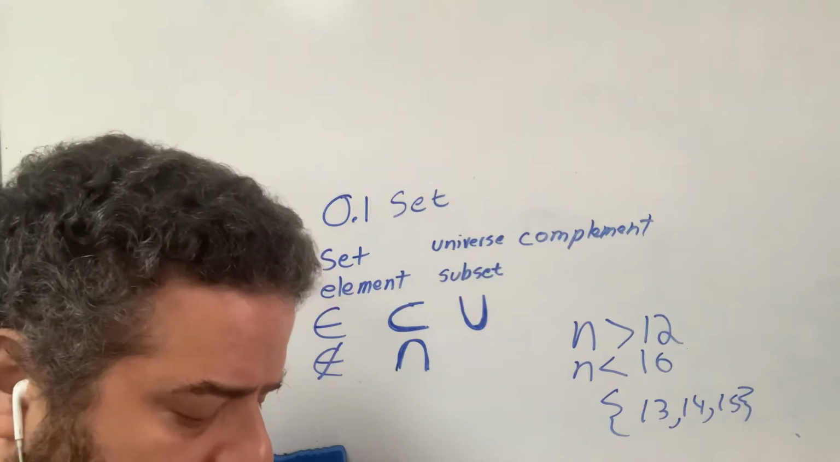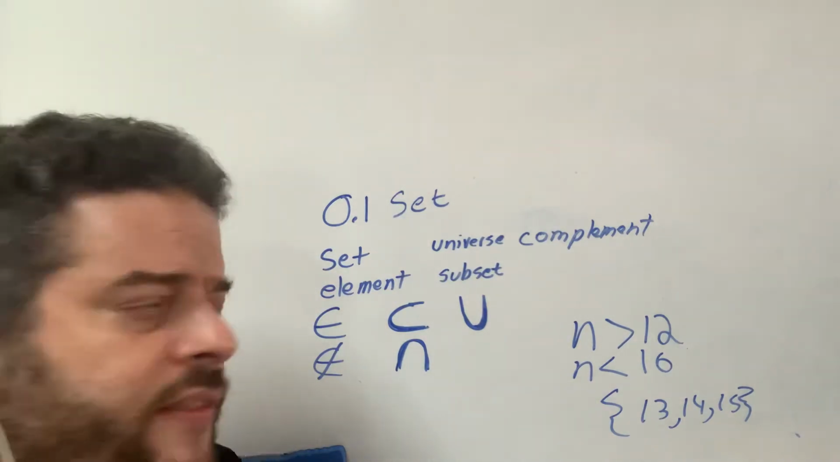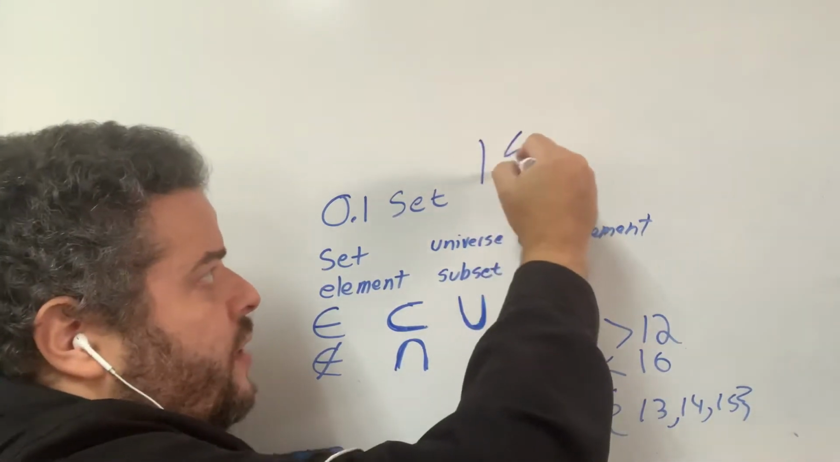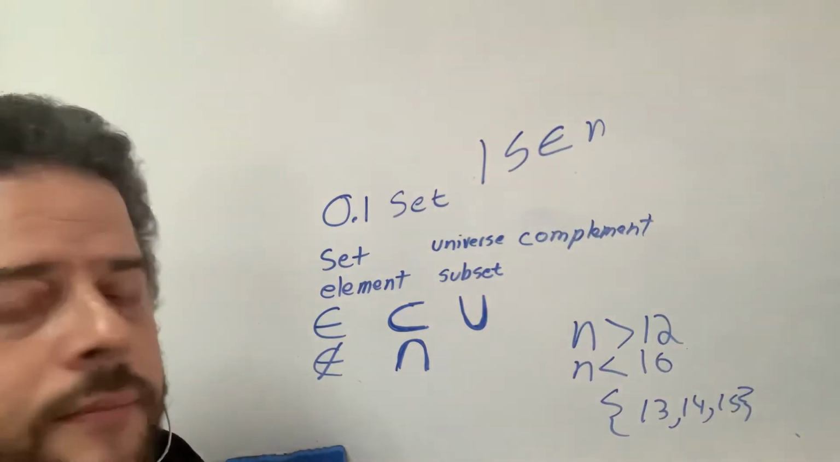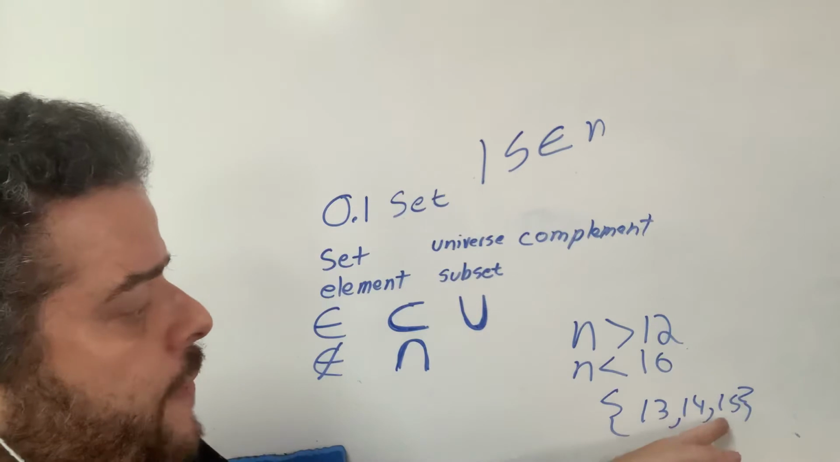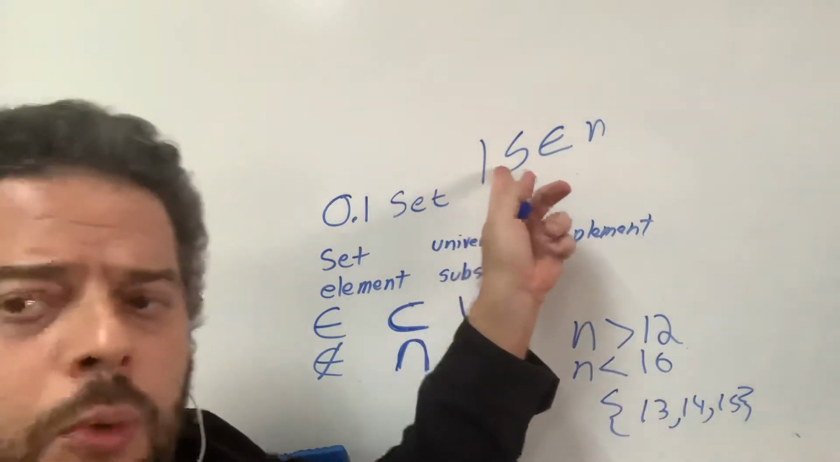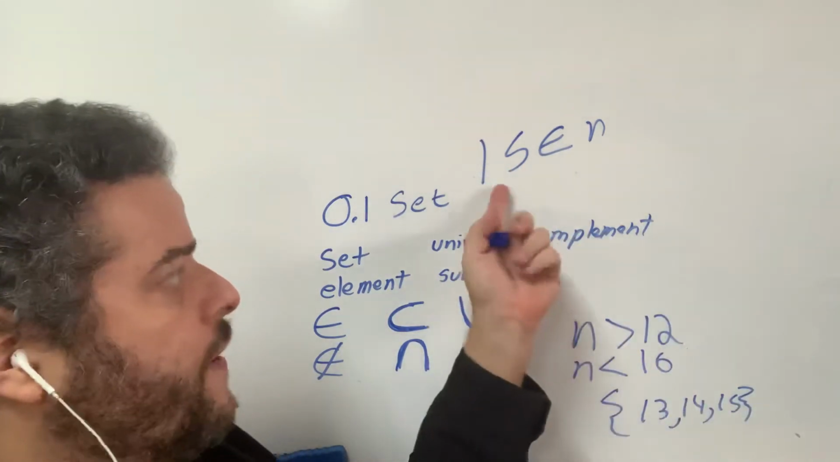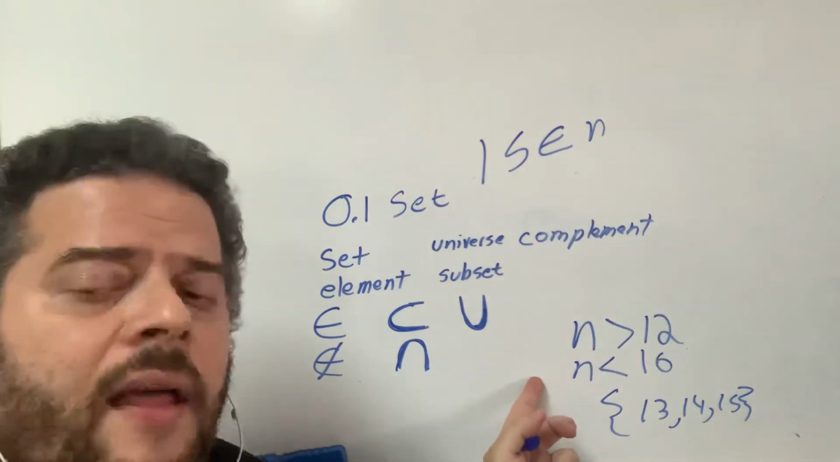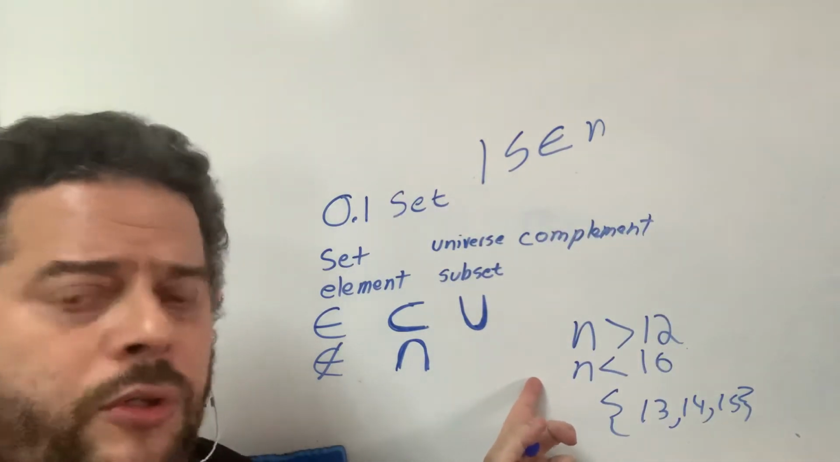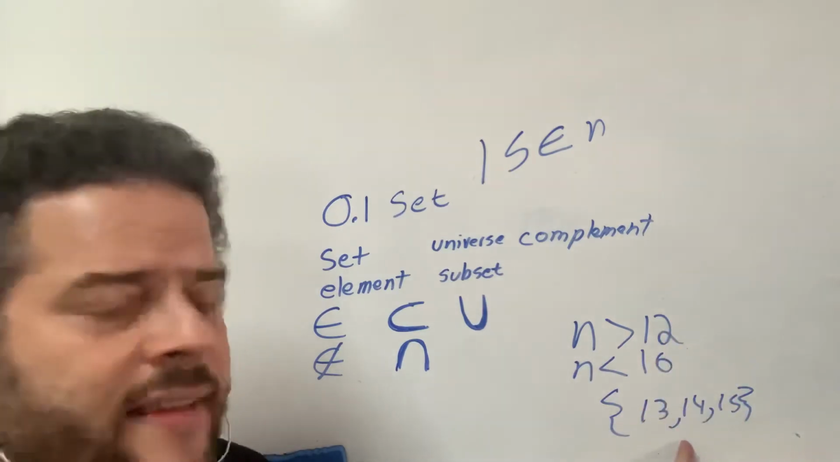Now you can see question A says, does 15 belong to N? If you look here, 15 is right there. So you would answer true. 15 belongs to this set N, the set of whole numbers greater than 12 and less than 16.